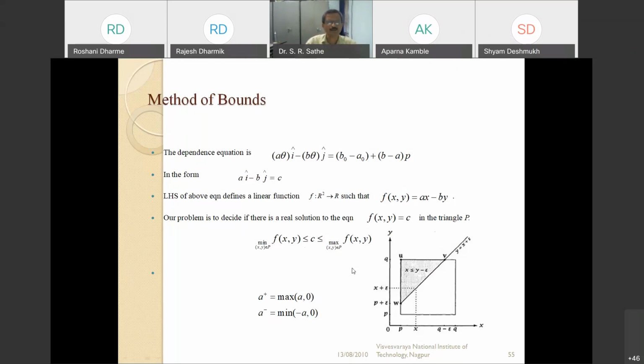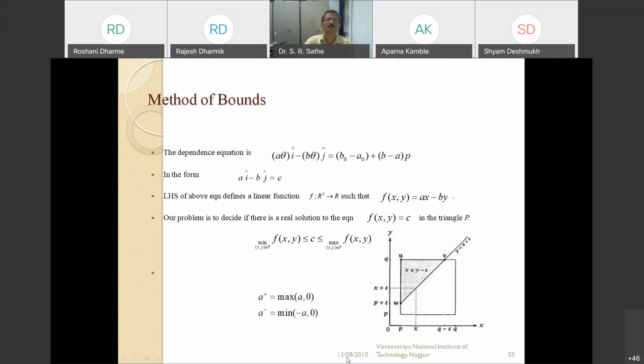So I have just plotted here this f of x, y. Okay. So you see here x axis, y axis, and there is a line y is equal to x plus epsilon. The solution lies in this UVW triangle, in the triangle P. This is triangle P, UVW. Okay. So we should have the minimum of f(x, y), (x, y) belonging to P, less than or equal to c, less than or equal to the maximum of f(x, y), (x, y) belonging to P.